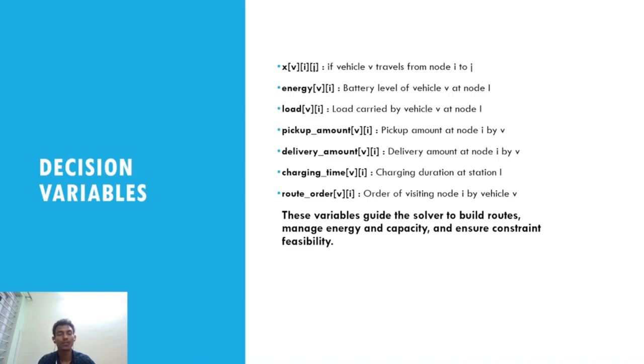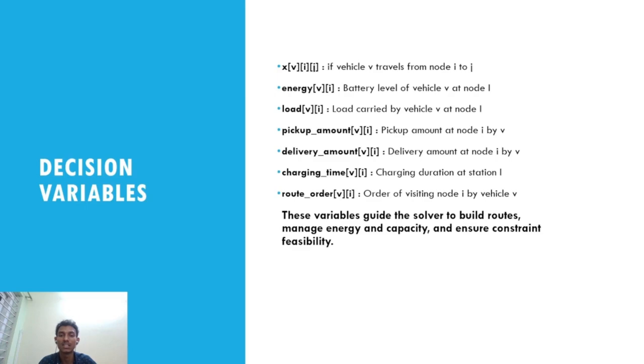The next thing is we have created some decision variables. We have defined x of v, i, j. This is a Boolean variable that indicates whether vehicle v will travel from node i to j or not. Then another variable, energy of v, i, tracks the remaining battery level at each node, and load reflects how much weight the vehicle is carrying. We also have pickup amount and delivery amount variables that allow partial service at each customer node.